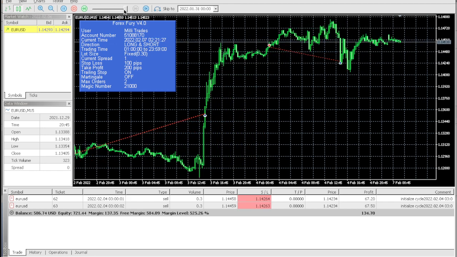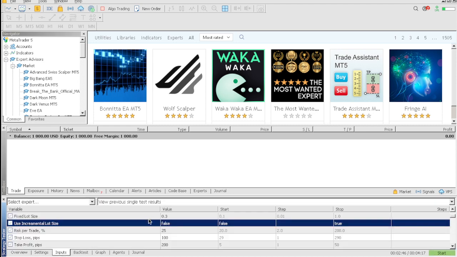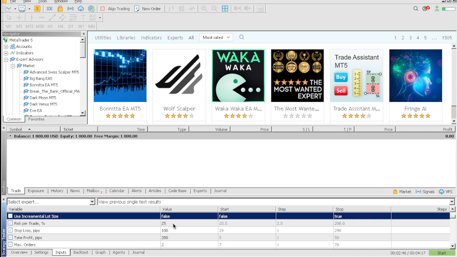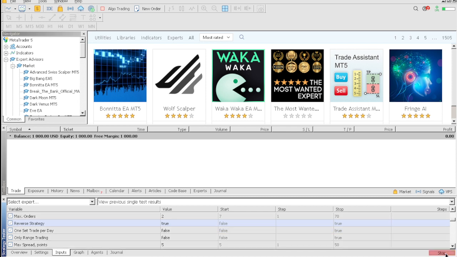$586, man. Now we know that we were in profit at some point in time, but then we actually lost the profit. So that gives us an indication that it's a terrible set file. You know what? I had one set trades per day. We're going to change that to false, and then we're going to turn off only range trading. And then we're going to turn on reverse strategy. And let's see if our results could be a little bit different in the month of January.